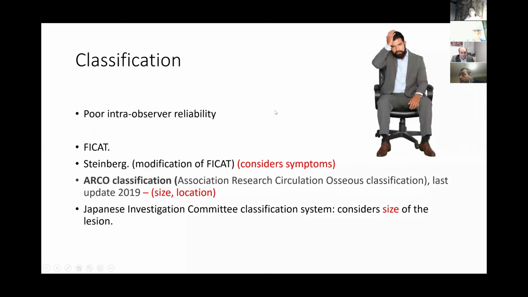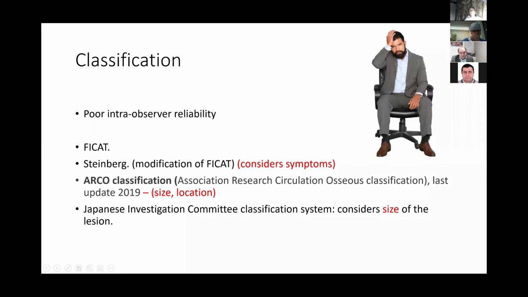Classification: there are plenty of classification systems, and really what's common between them all are two things. Number one, they all have poor inter-observer reliability. And number two, they all try to categorize the patients into pre-collapse and post-collapse. And FICAT is one of the most common we use. Steinberg is a modification of it.